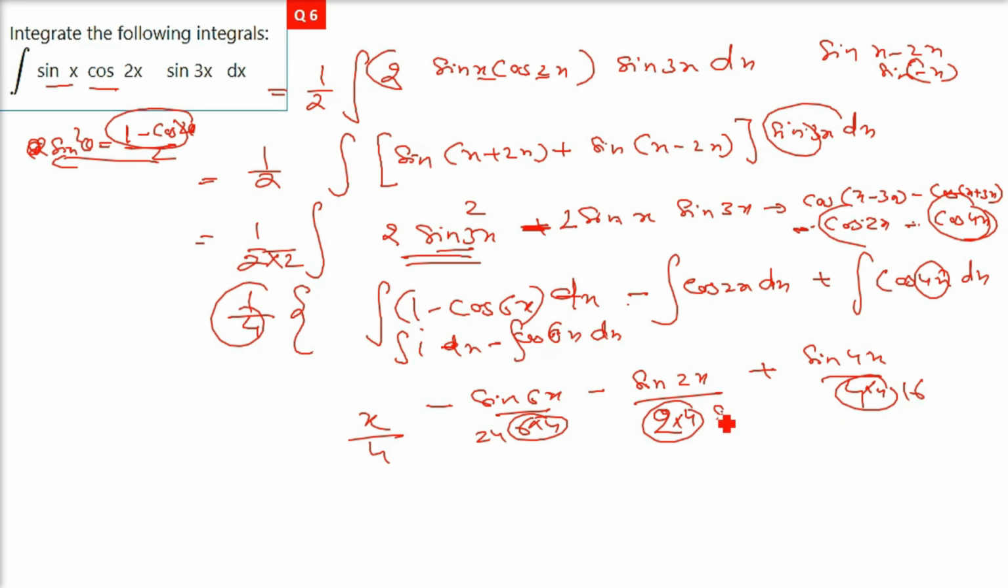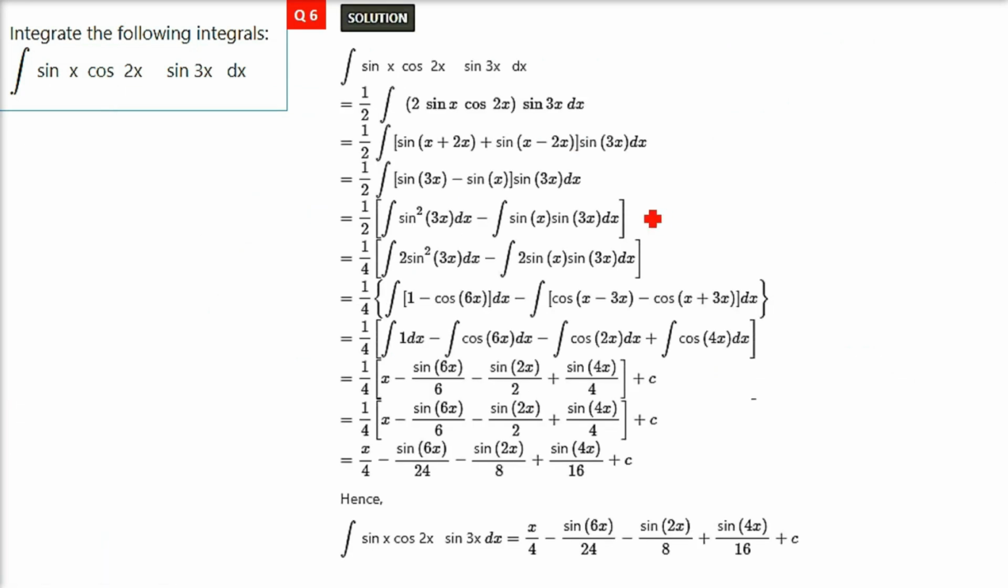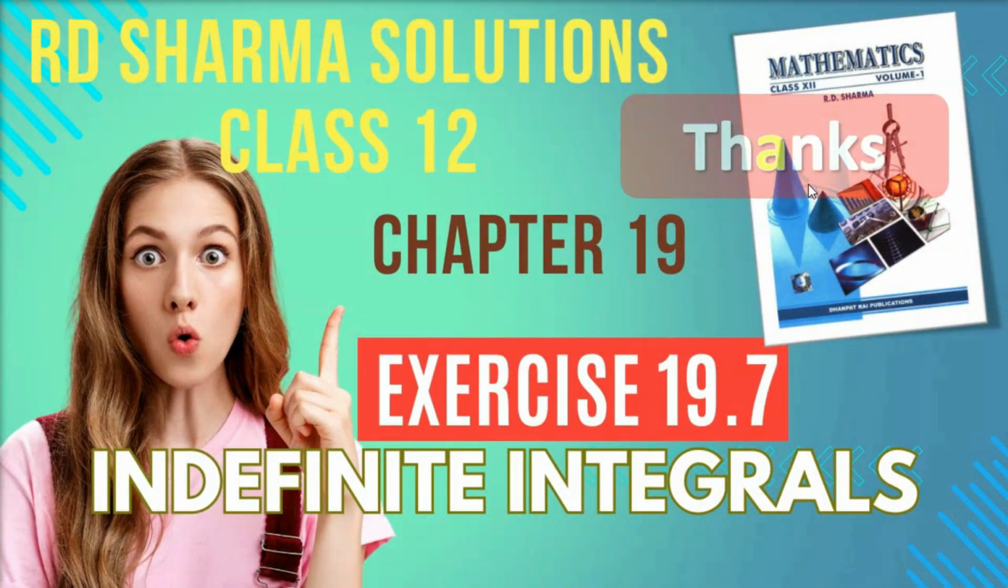So let me write the final version here. The integration final result is x by 4 minus sin 6x by 6 times 4, which is 24, minus sin 2x divided by 4, that is 8, plus sin 4x divided by 16, and plus the constant of integration. So I have done exactly what it should look like. Just try to make it the way it should look. This is all about this exercise. Thank you so much and take care of yourself.